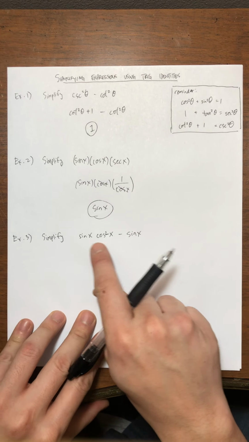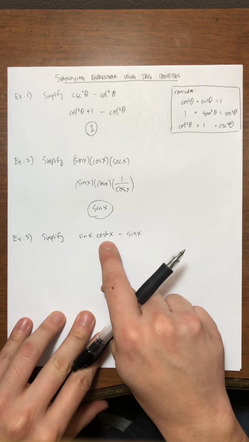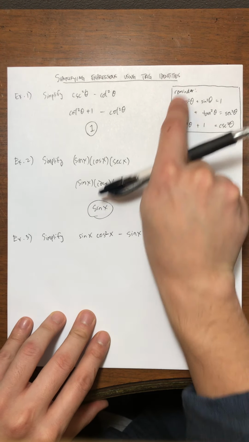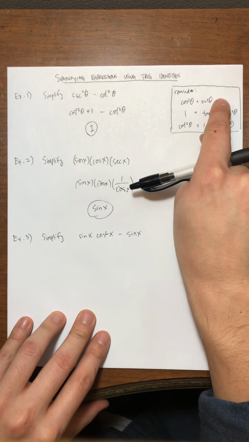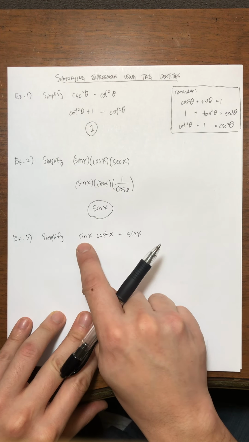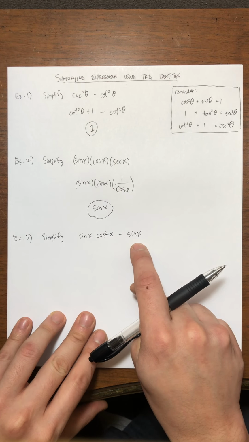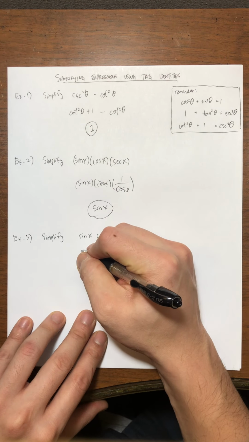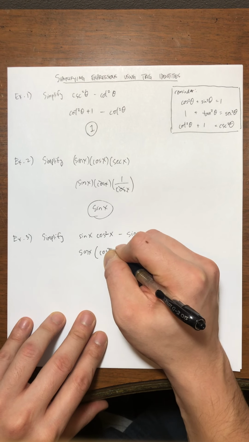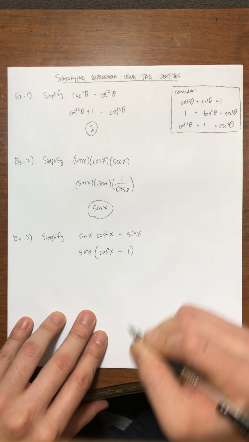You'll also notice we have a sine and a cosine squared. Again, keep in mind that in order to use any of these Pythagorean identities, you need squares. So we can replace this cosine squared, but we cannot replace these sines. I'm going to factor out the sine of x. So I get sine of x times cosine squared of x minus 1.